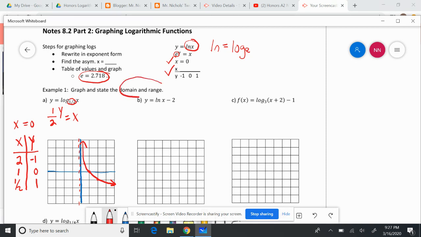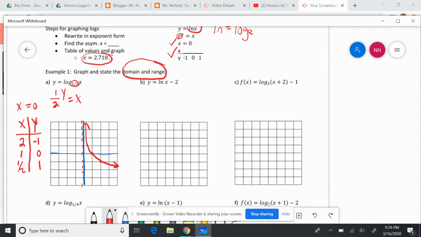Now we're adding something else. If you look, we're finding the domain and range. So when we're finding the domain, it is going to be 0 to infinity. Our range, it goes up, it goes down, so it's going to be -infinity to infinity.